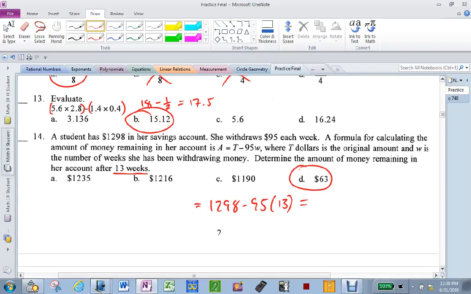I'm not even going to do the math, though, because isn't that about 1,300? Yeah. And isn't that about 100? Yeah. 100 times 13 is 1,300. So it was 1,300 minus 1,300. So I needed the number closest to 0. D. Without even doing math.